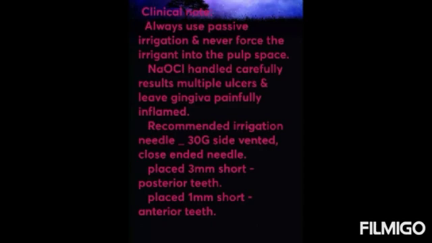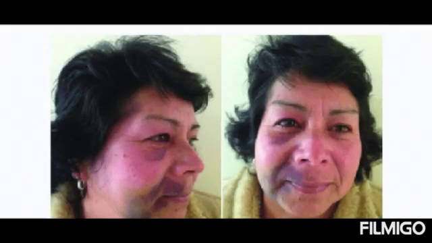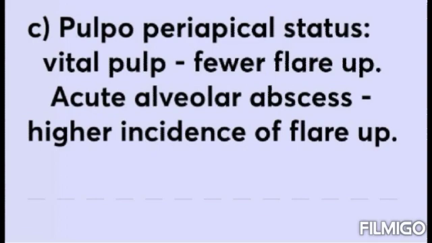The standard regimen of irrigation used routinely is 0.5 to 5.25% sodium hypochlorite with 17% EDTA. If sodium hypochlorite goes beyond the periapical region, it produces a sodium hypochlorite accident. This patient is an example of a sodium hypochlorite accident, showing the discoloration and swelling. Next, moving on to pulpoperiapical status.